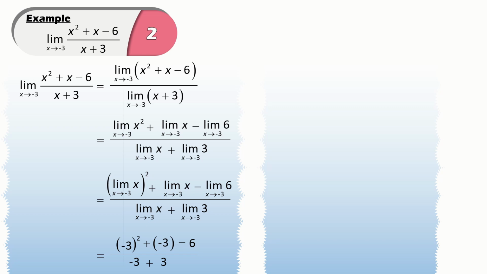Simplify. The square of negative 3 is 9, added to the difference of negative 3 and 6, which is negative 9, over the whole denominator. Simplify it further. The sum of 9 and negative 9 is 0, over the sum of negative 3 and 3, which is also 0. Based on the solution, the result is also undefined.